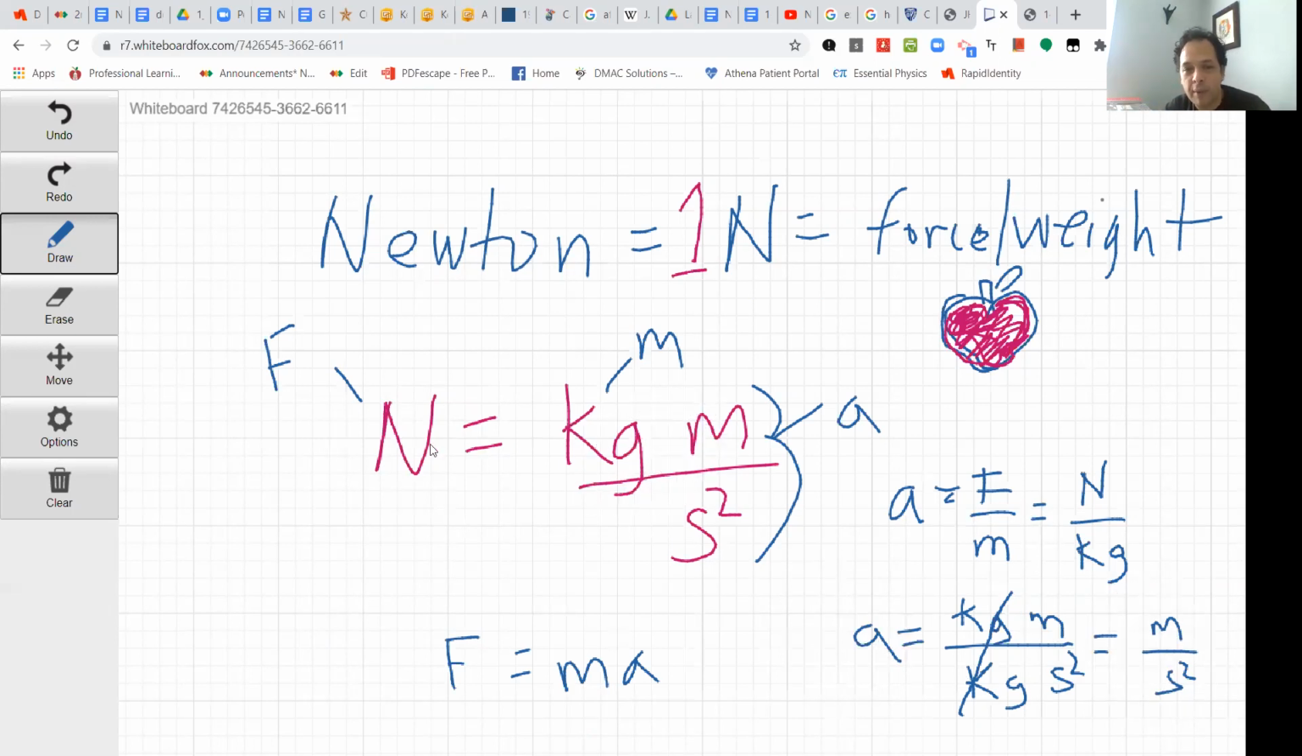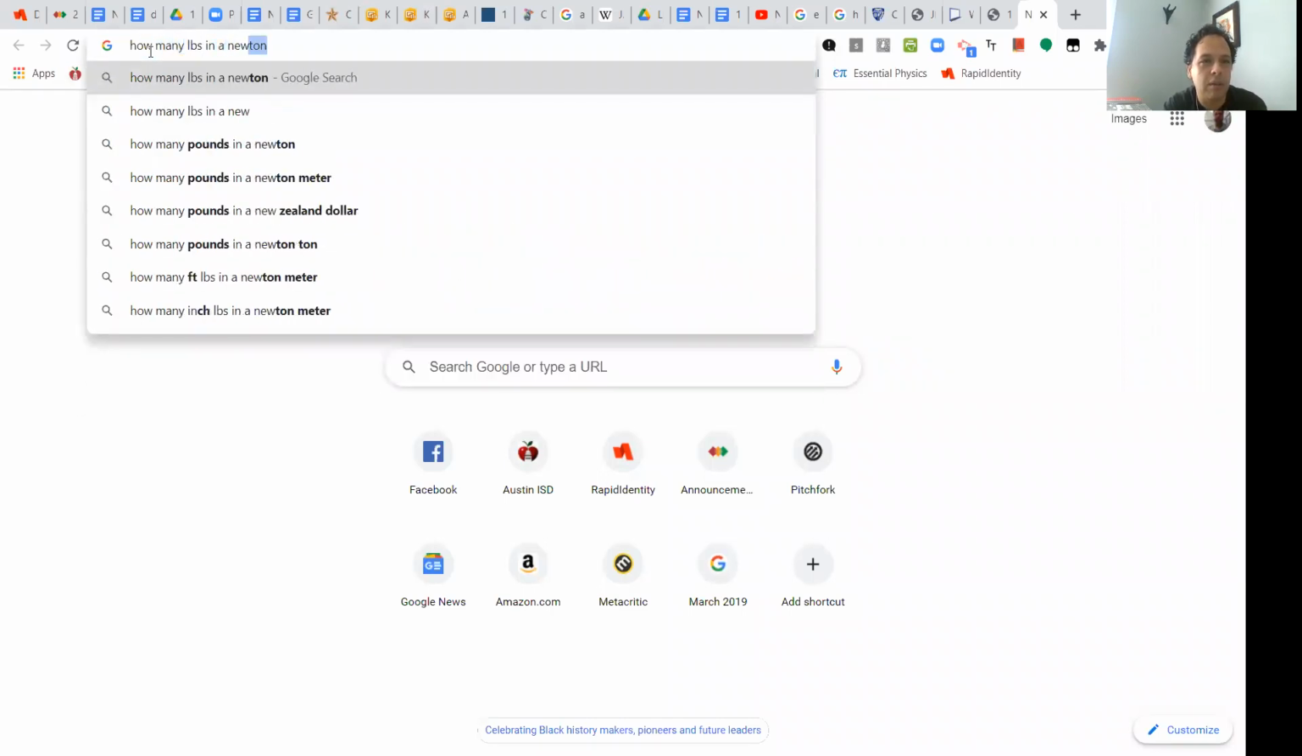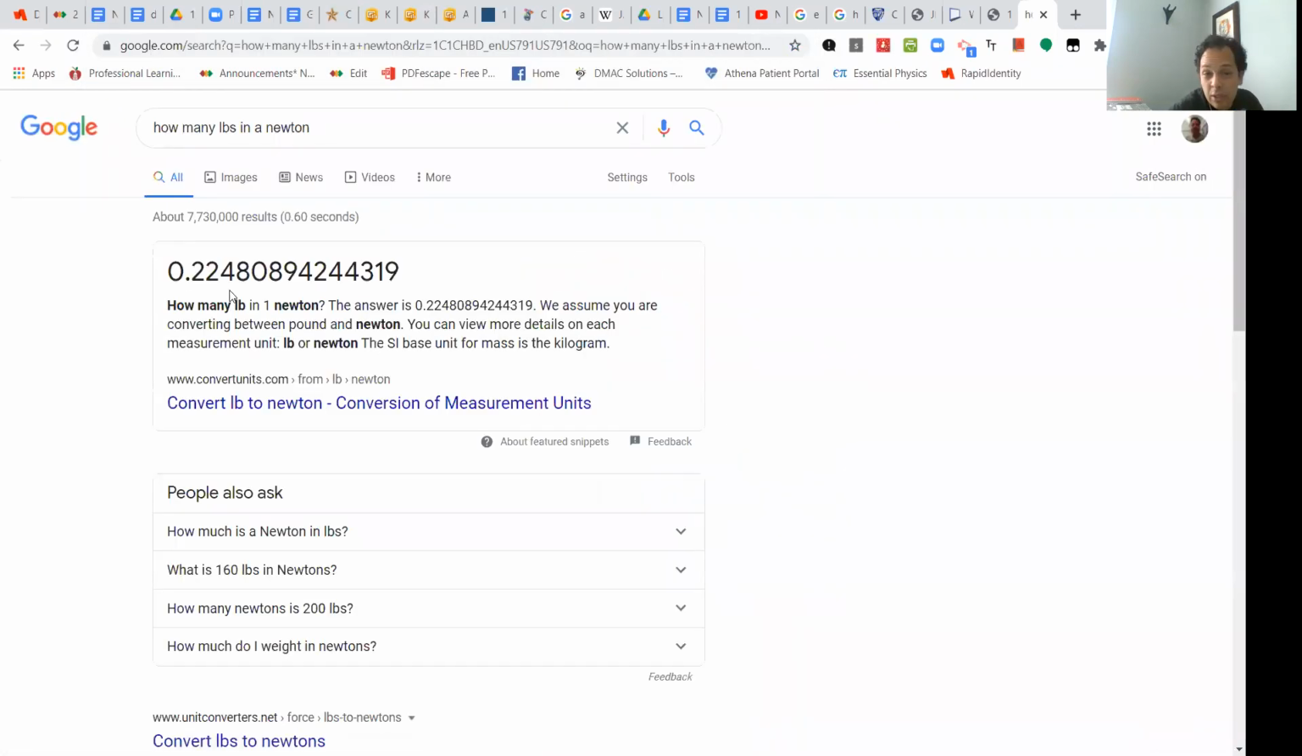So the main thing we have to remember is that a Newton is a kilogram meter per second squared, a mass times an acceleration. And that is what a Newton is, a force, a weight. It's the same thing as when we're measuring the weight of our body. That's a force. So a pound is just another way to say a Newton. I forget what the exact conversion is. Let's look at that real quick. I think it's like 9 or something. How many pounds in a Newton? 0.22. So that's not a very good conversion.